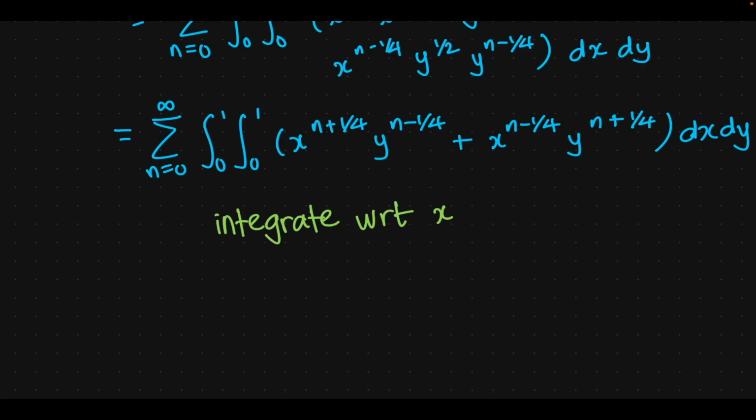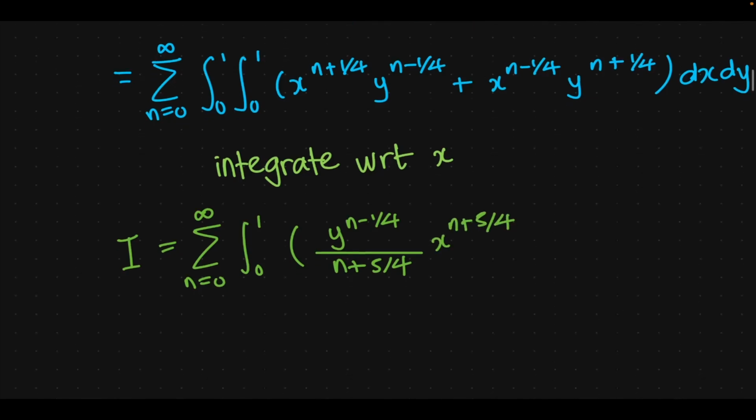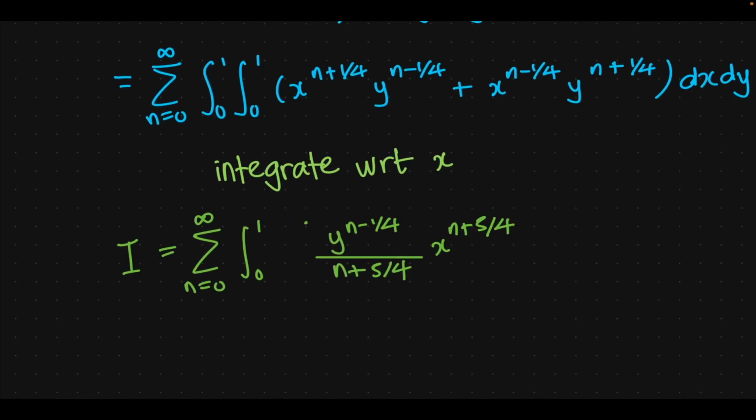But let's choose a different color. So I is the sum from n equals 0 to infinity of the integral from 0 to 1, and we're integrating with respect to x. Could be y again from the symmetry, and this integral does not really depend on the other, there's no nested integrals here, so interchanging the order is completely fine. So when we do that, integrate with respect to x, we get y to the n minus 1/4, which is unaffected, divided by the power on the x plus 1. So that's n plus 1/4 plus 1, which is 5/4, and x to the n plus 5/4. You add 1 to the power. This is the power rule, sorry, of definite integrals.